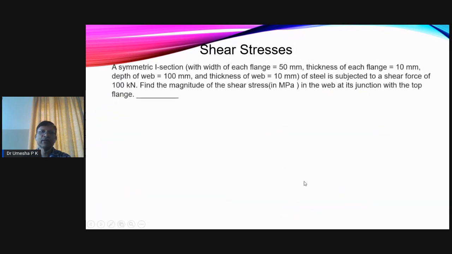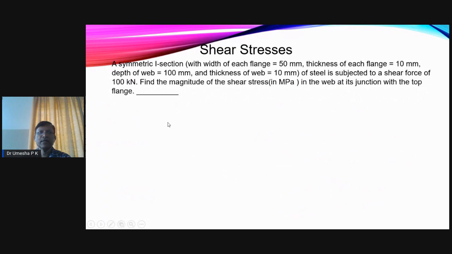So we will take another example of shear stress. A symmetrical I section, with the width of a flange equal to 50 mm, thickness of the flange equal to 10 mm, depth of the web equal to 100 mm, and thickness of the web equal to 10 mm, of steel, is subjected to a shear force of 100 kilonewton. Find the magnitude of shear stress in MPa in the web at the junction with the top flange. So these are the different options they have given.